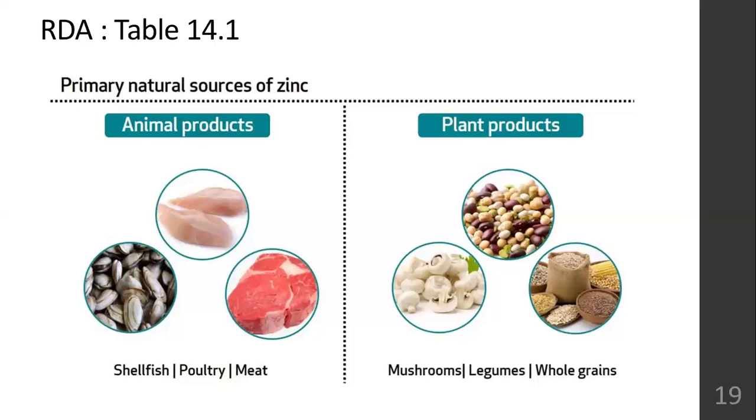But the best source of zinc is liver, beef, oyster, grapes. They are the best source of zinc.